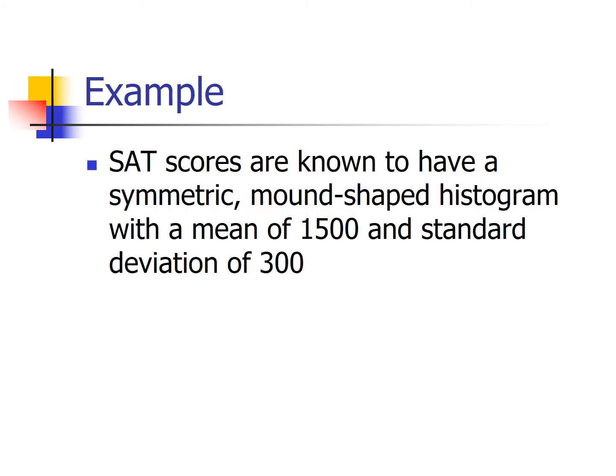So let's look at an example on how we might explore these types of problems. Let's say that SAT scores are known to have a symmetric mound-shaped histogram with a mean of 1500, so that's our mu, and a standard deviation, here I'm talking about the population standard deviation, sigma of 300. We're going to look at 4 or 5 different questions and answer them one at a time.